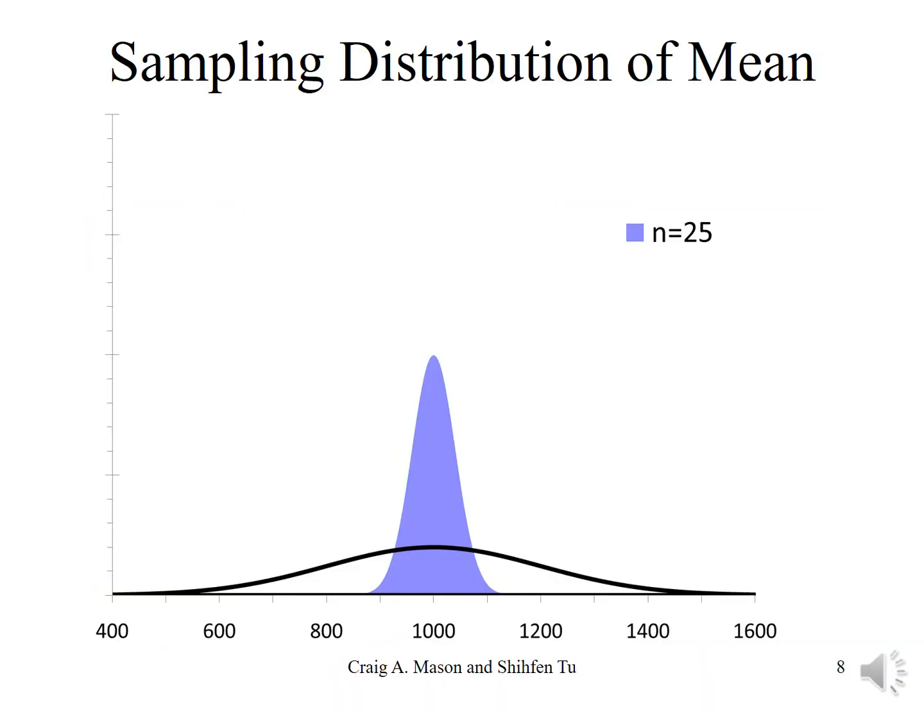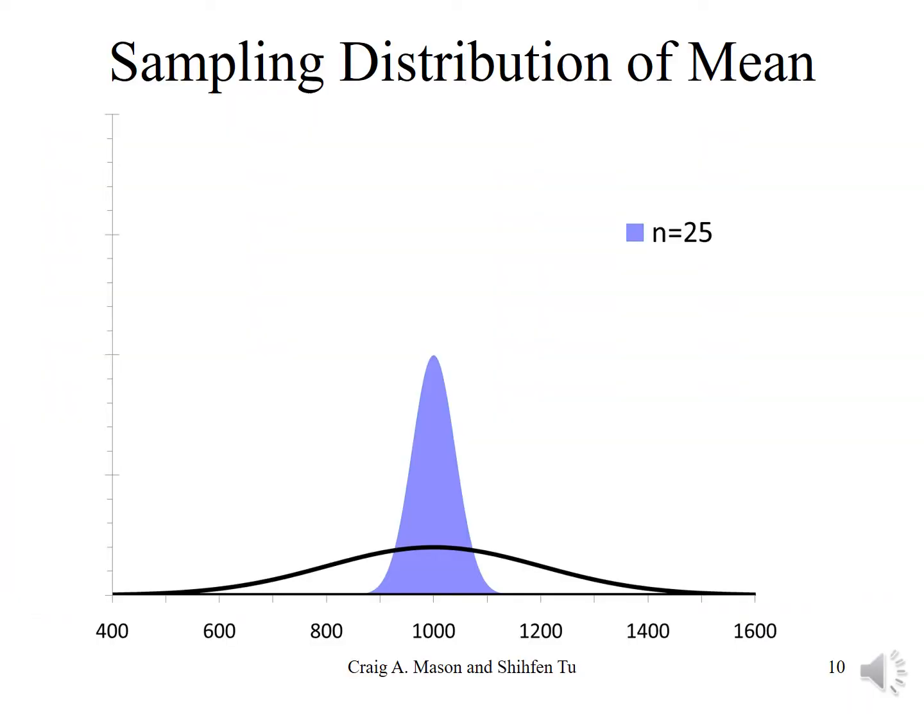So while we had nearly a third of the individual students with scores either below 800 or above 1,200, when we look at means for groups of 25 students, there are virtually no groups with means in that range. In fact, there are almost no groups with means below 900 or above 1,100. Now, what would it look like if instead of 25 students, we had means for samples of only 4 students? What would that distribution look like?